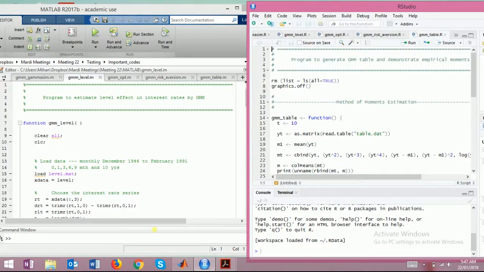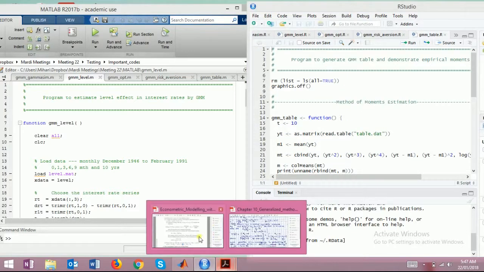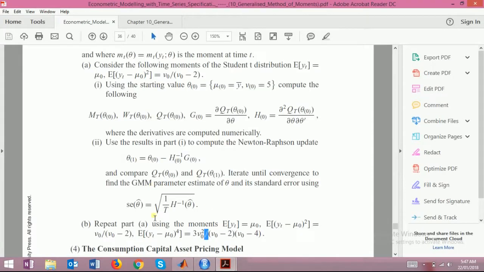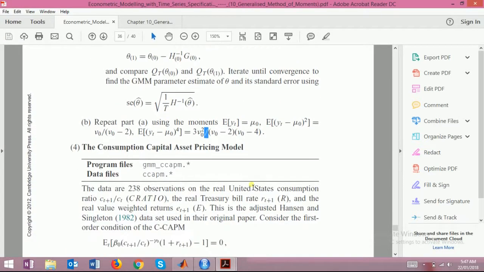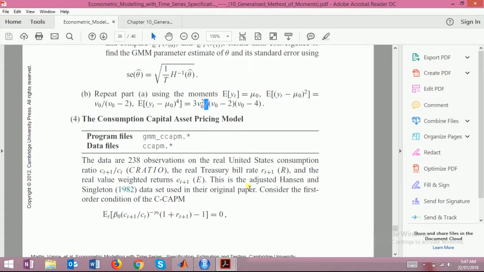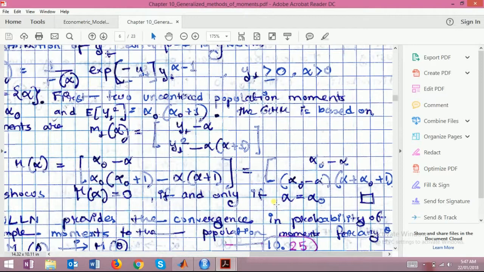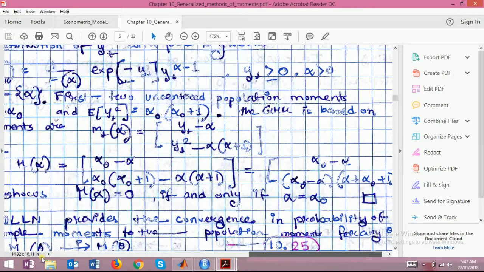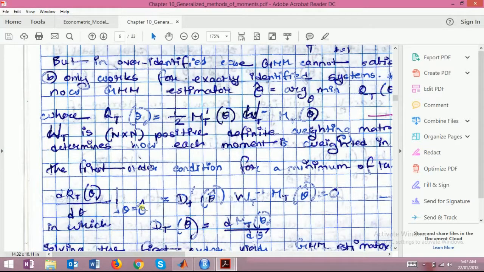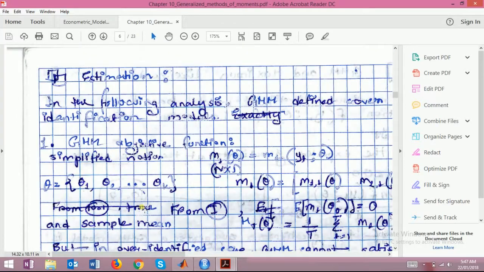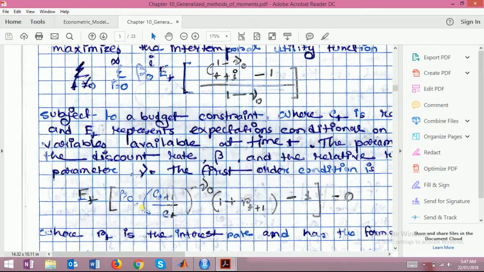So GMM student and GMM gamma are quite the same. With the student distribution, this is the same as before, just the question is changing. Now the consumption capital asset pricing model, which we slightly hinted at in our notes, and which was example 10.6, so we'll go up now.